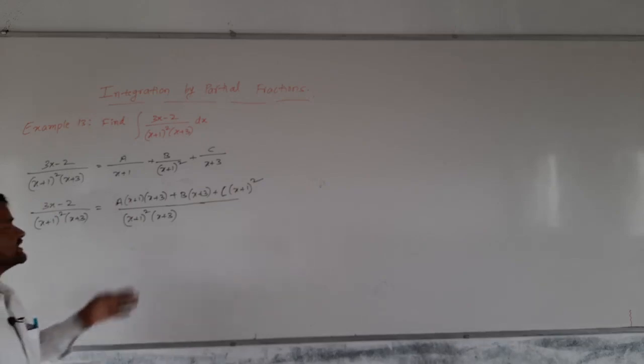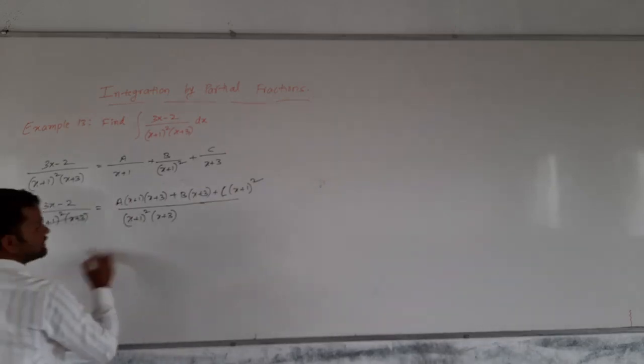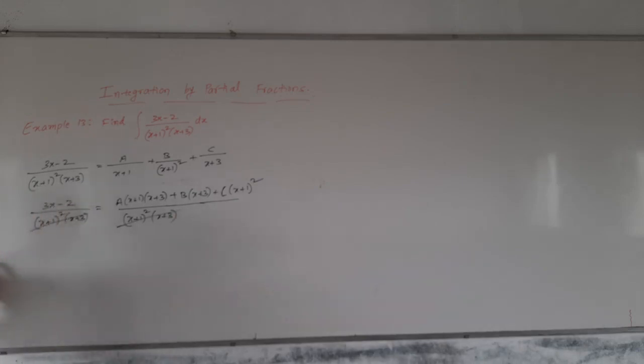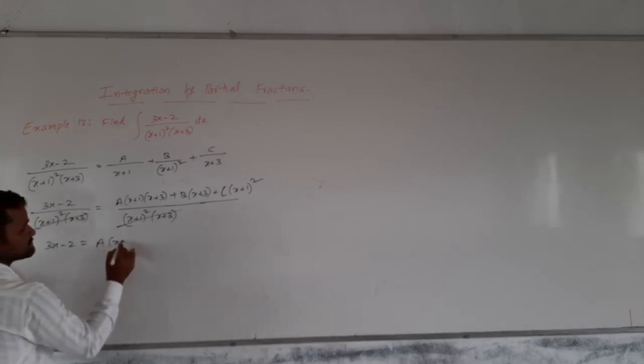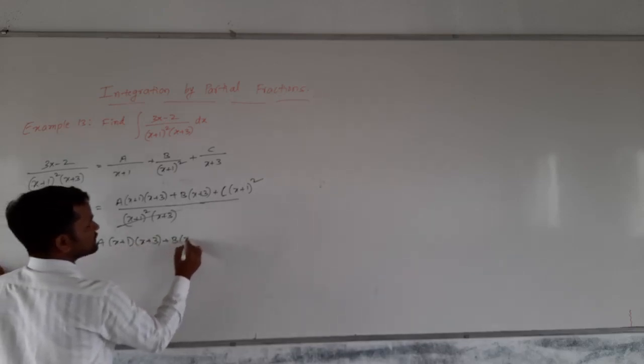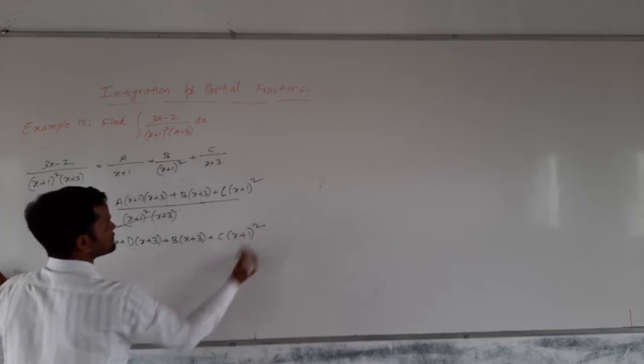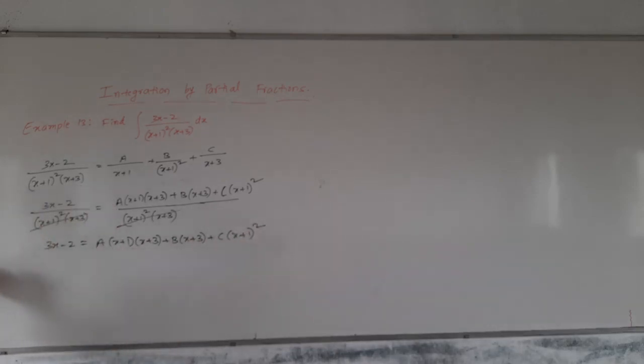If you are not understanding, just cross multiply. Here the left hand side denominator and right hand side denominator get cancelled out. Then we have 3x − 2 is equal to a into (x + 1) into (x + 3) plus b into (x + 3) plus c into (x + 1)². This is our expression now: 3x − 2 is equal to.